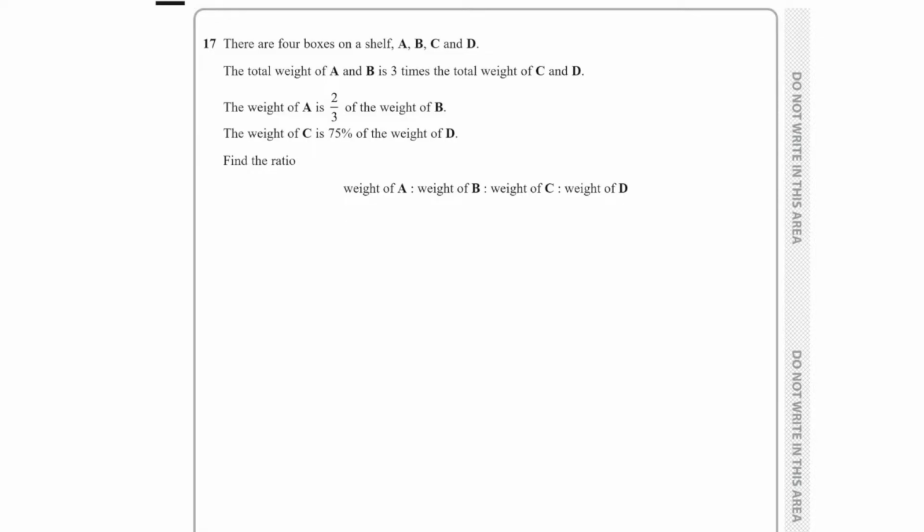Again, I feel like there are different ways to do it. I would lean towards making equations. You might lean towards just creating ratios from the beginning. I don't really like ratios, so I tend to try and avoid them until the end. So let's see, what I'm thinking is the total weight of A and B, so A plus B is how I would write it, is 3 times. Wherever it says "is", that's where you put the equals, just so you don't get the 3 on the wrong side of the equation.